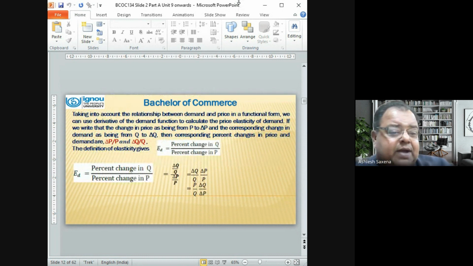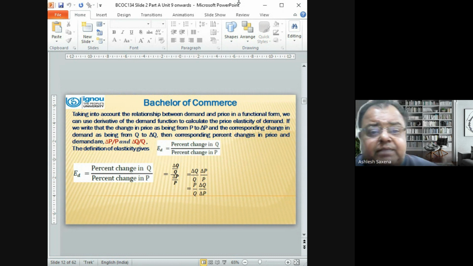Now, mathematically, how is it expressed? Taking into account the relationship between demand and price in a functional form, we can use the derivative of the demand function to calculate the price elasticity of demand. If we write that the price is changing from P to P plus delta P, and correspondingly the quantity is changing from Q to Q plus delta Q, then by the definition of elasticity we can say that ED is equal to the percentage change in Q upon the percentage change in P.